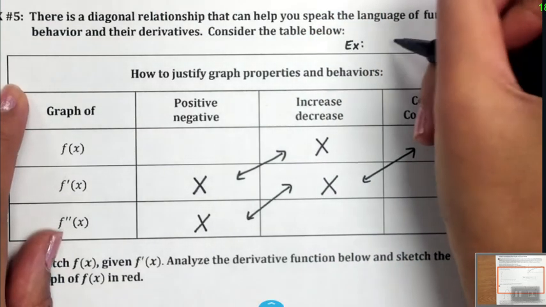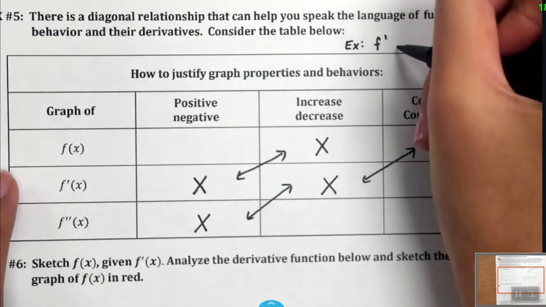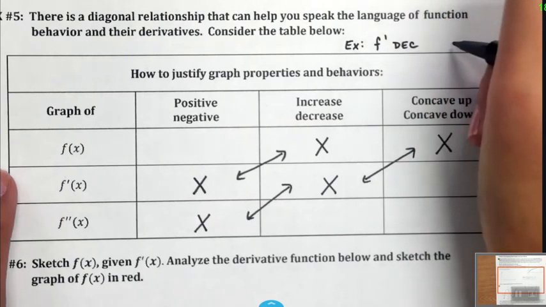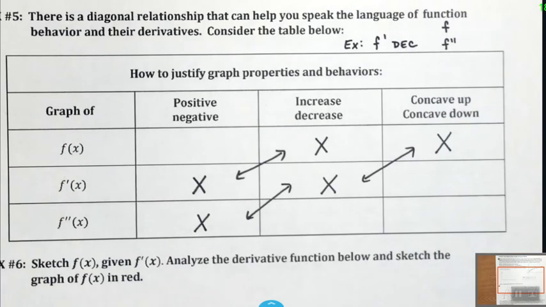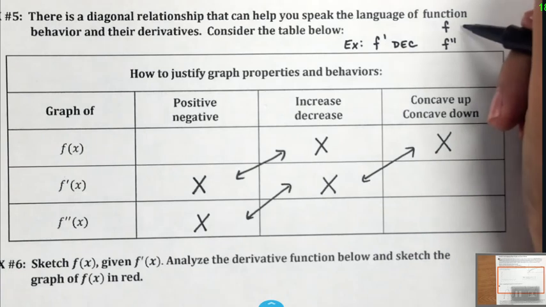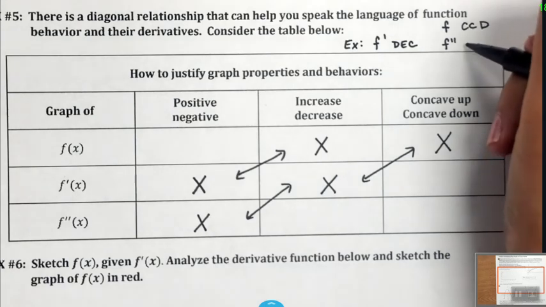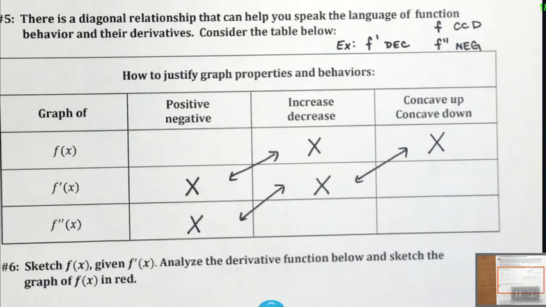If I give you that the first derivative is decreasing, tell me what f is doing and tell me what f double prime is doing. What is f doing? Down. Concave down. And what is f double prime? Negative. Okay, do you see the relationship?